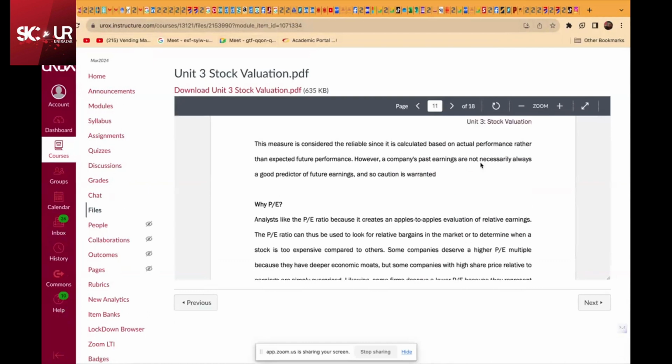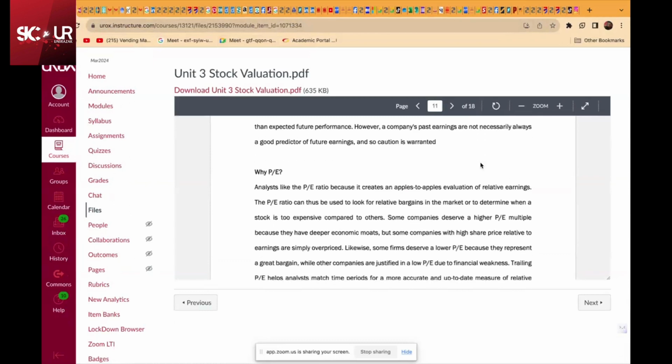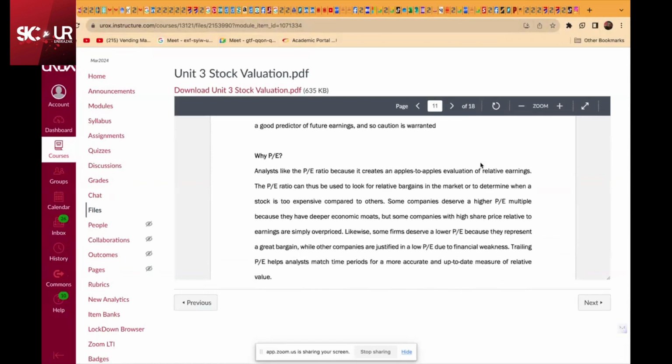The measure is considered the most reliable because it's calculated based on the actual performance rather than expected future performance. Why price earning? Analysts like the price earning ratio because it creates an apples to apples evaluation of relative earning. The price earning ratio can be used to look for the relative bargain in the market or to determine when a stock is too expensive compared to others.